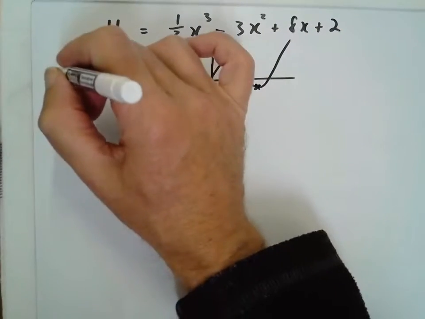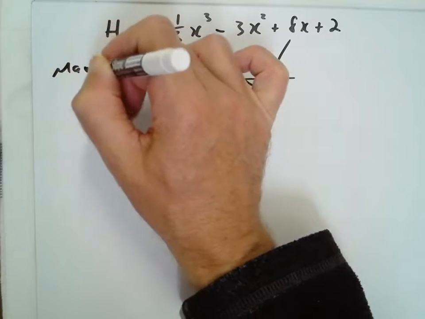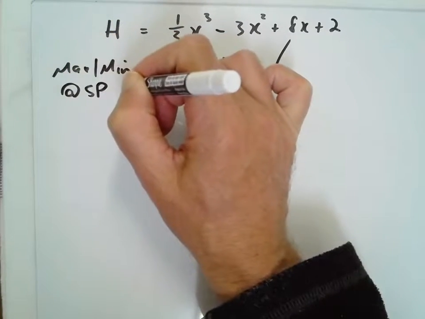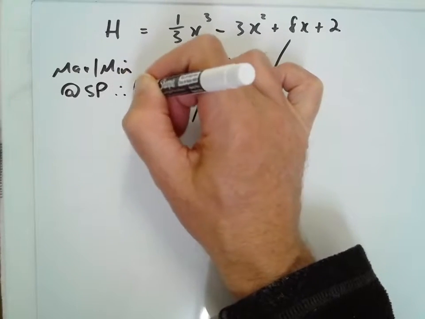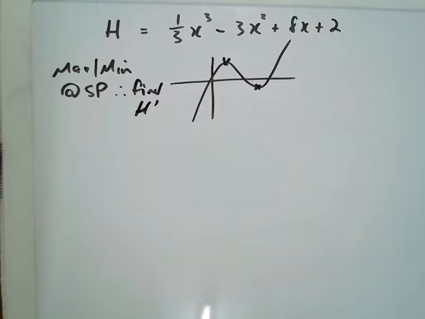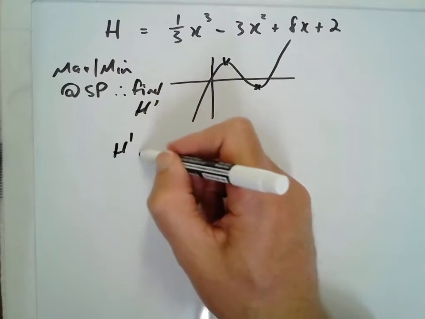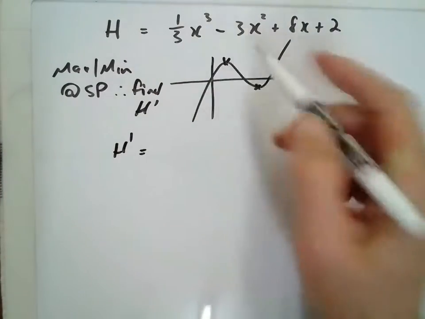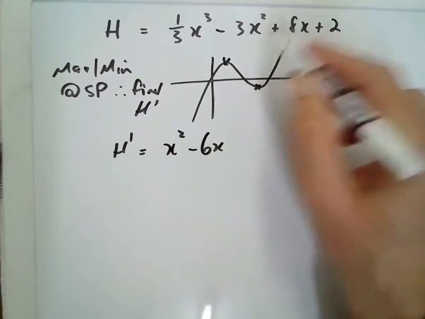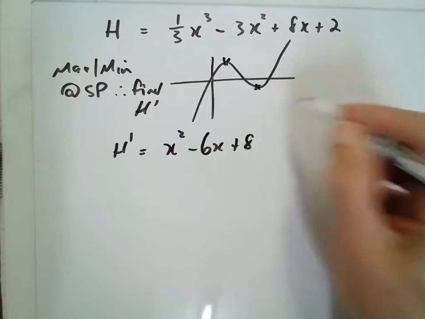So we're going to go max, minimum at stationary point. Therefore, find h dash. H dash is, just by rule, x squared minus 6x plus 8.